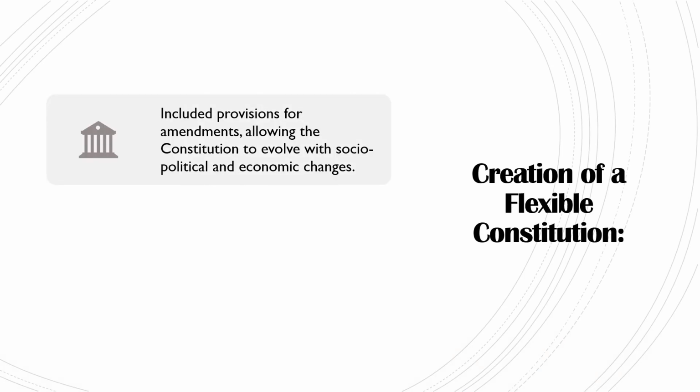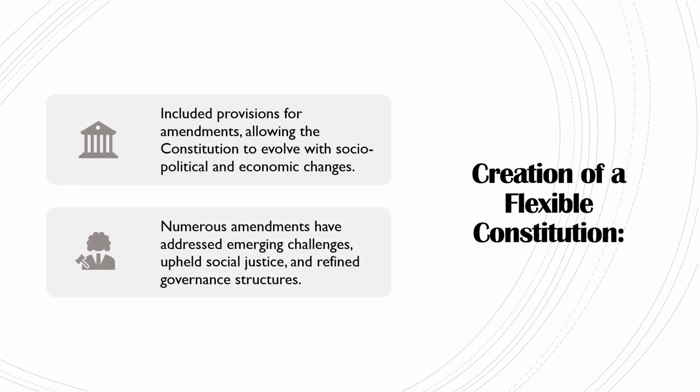One of the most significant achievements of the Assembly was the creation of a flexible constitution. Recognizing the need for adaptability in a rapidly changing world, the framers included provisions for amendments. This has allowed the Constitution to evolve with India's socio-political and economic transformations. Over time, numerous amendments have been made to address emerging challenges, uphold social justice, and refine governance structures. This flexibility has been crucial in maintaining the relevance and effectiveness of the Constitution.